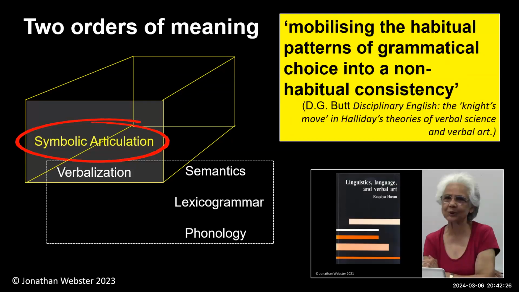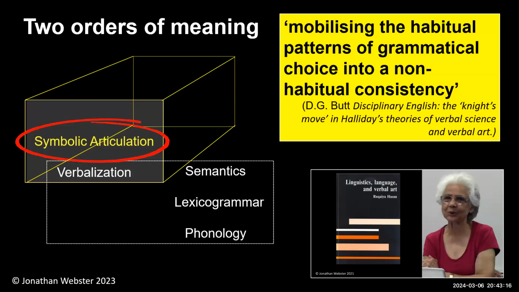What we do, and how it's done, is to take the habitual patterns of grammatical choice. What are the habitual patterns of grammatical choice? Think about that. I want you to unpack it. Habitual pattern, the way you use language, normal. And turn it into a non-habitual consistency. What's a consistency? Pattern. Something that occurs frequently. What she's saying is that it is basically taking the way we normally use language, but then we use it within the novel, within the poem, or within whatever literary work.